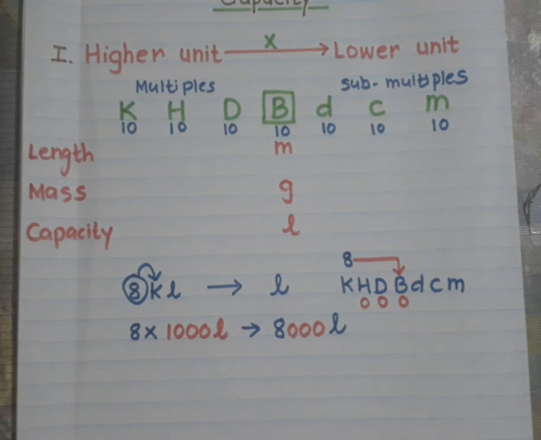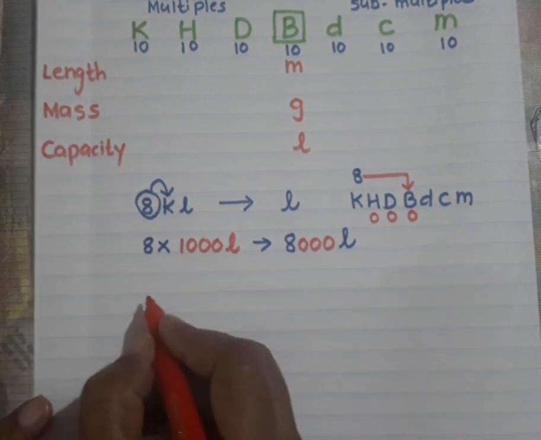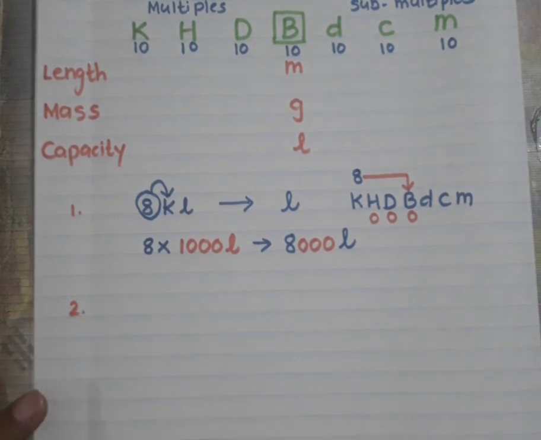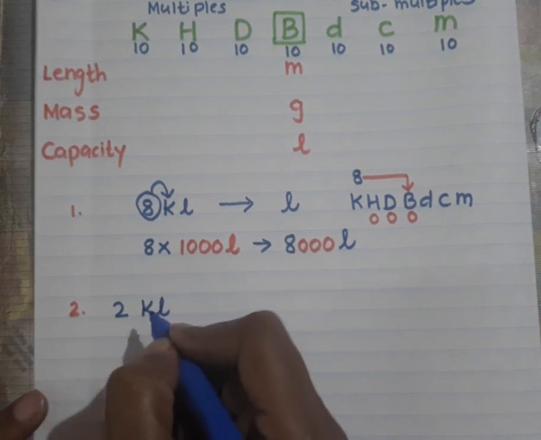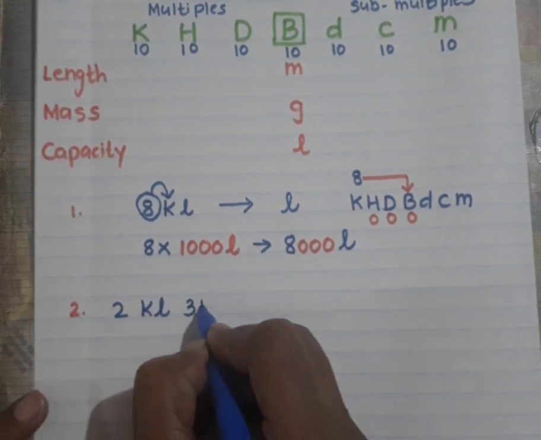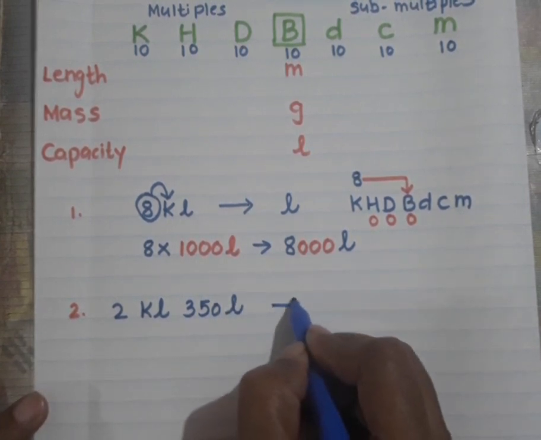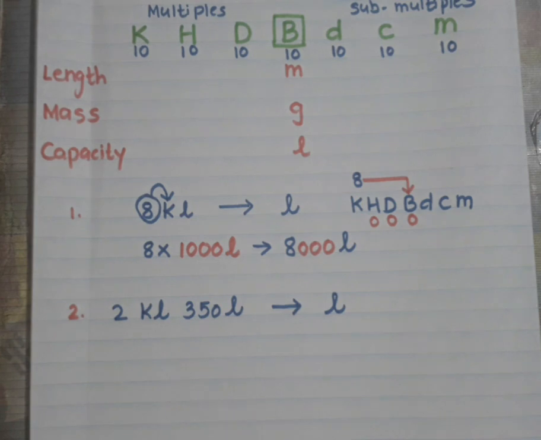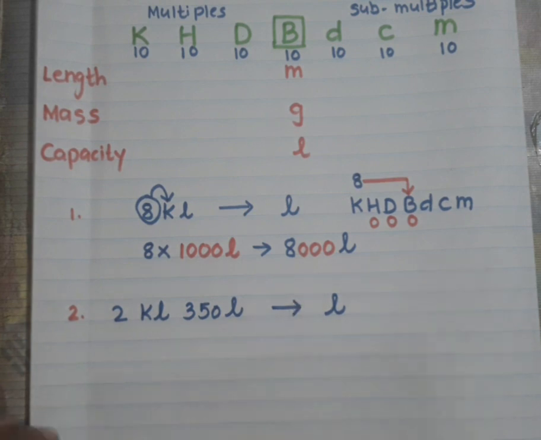Alright? Let's take the second example. It is 2 kiloliters and 350 liters. This has to be converted to liters. And children, here one thing which is very important for us. Remember, first try to understand the concept of this. What does 2 kiloliter 350 liter means?